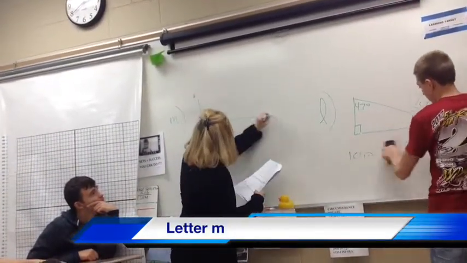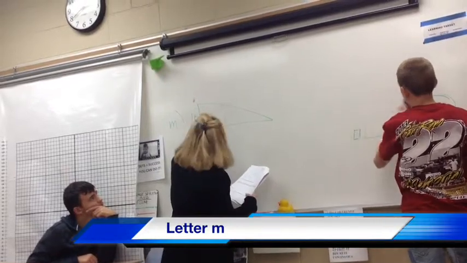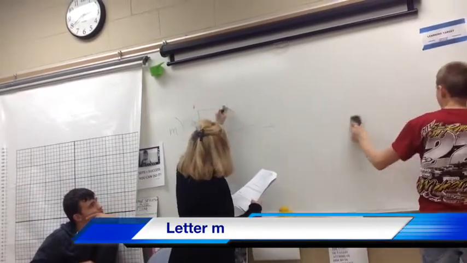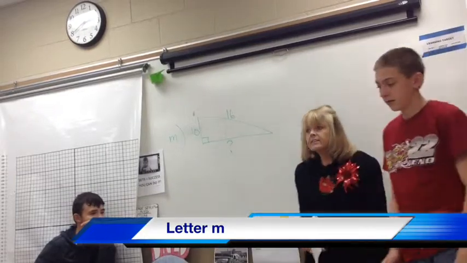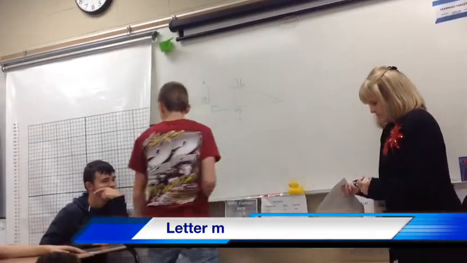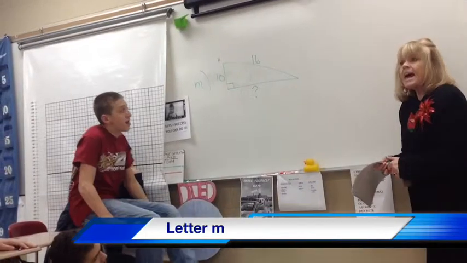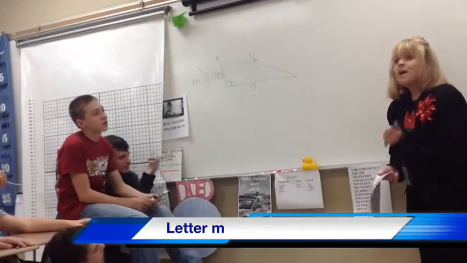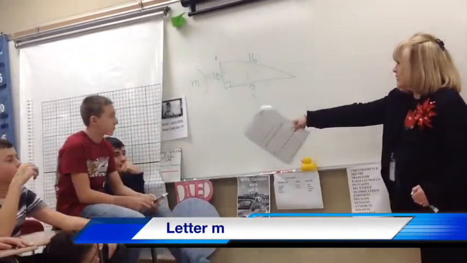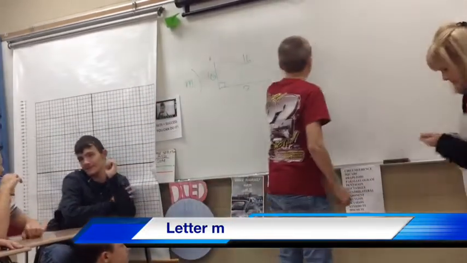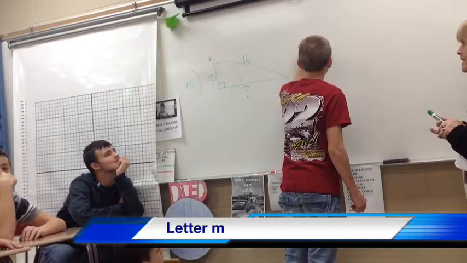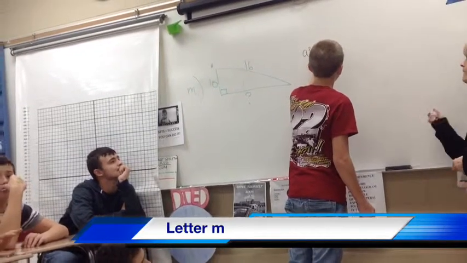M gives you a triangle with a right angle in it. How are you going to get that? It has to do with the hypotenuse. What formula? Pythagorean theorem. Write down a squared plus b squared equals c squared. Put it right there.